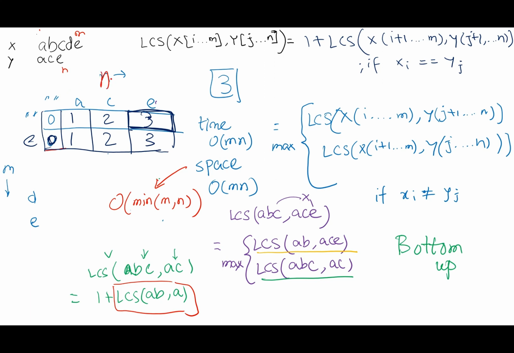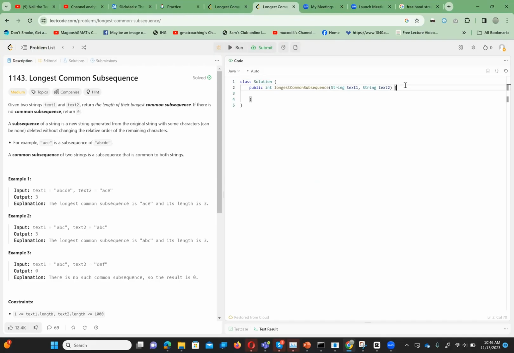The time complexity still remains the same because we made order of mn calculations, but the space that we have used is just 2 rows of size n, which is the smaller of the 2 texts. Let's code this.